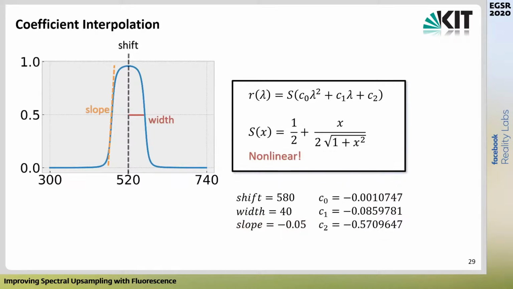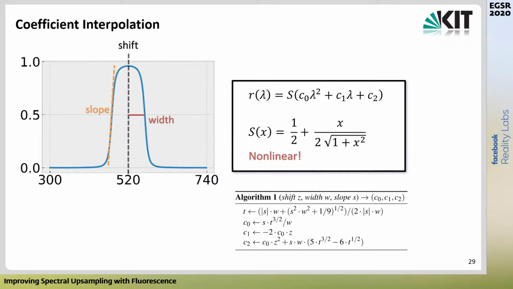And we can convert these new parameters to the old parameters with this algorithm, which only requires elementary operations and a few square roots. So now, during the parameter fitting process, we optimize the new coefficients, transform those to the old coefficients, transform those to a spectrum, and transform that to a color.